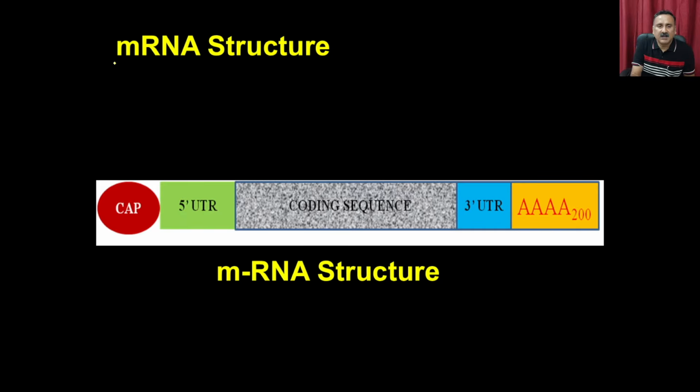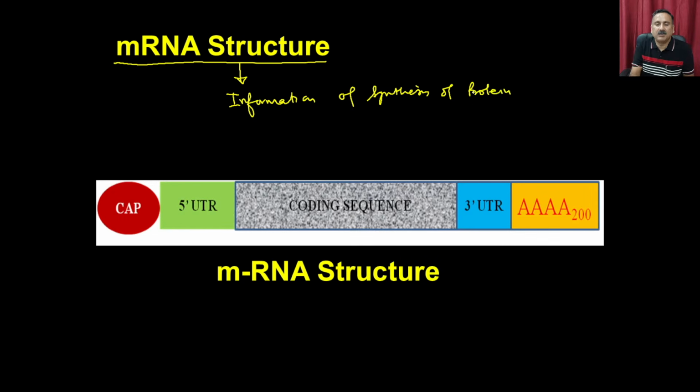So messenger RNA, as I said, should have the information for the synthesis of protein, which it is going to take up from the DNA. That information is originally present in DNA, but it is then taken up by the messenger RNA. So messenger RNA has three distinct parts.